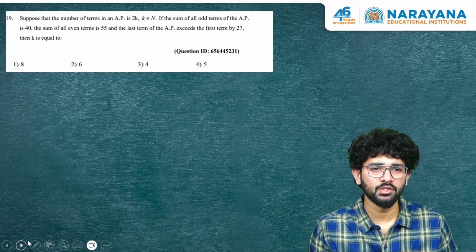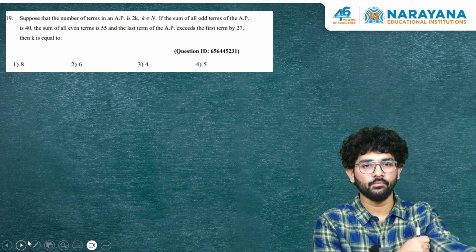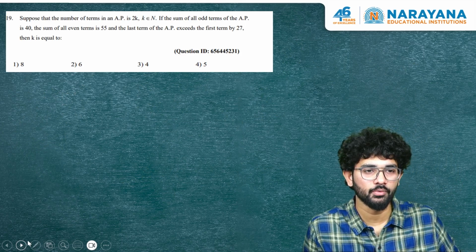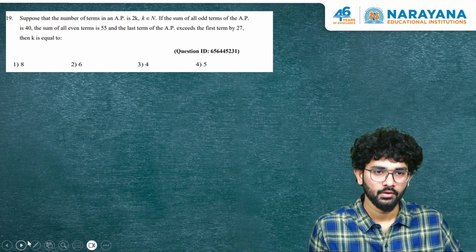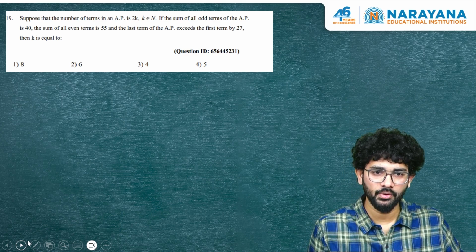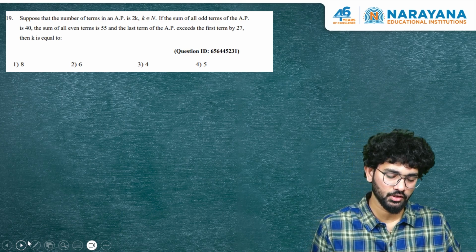Suppose that the number of terms in an AP is 2k, k belongs to N. The sum of all odd terms of the AP is 40. The sum of all even terms is 55. And the last term of the AP exceeds the first term by 27, then k is equal to.